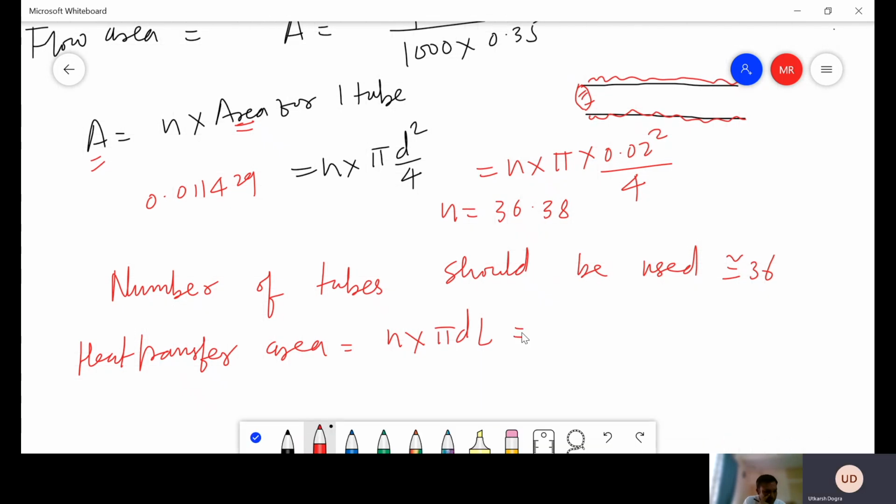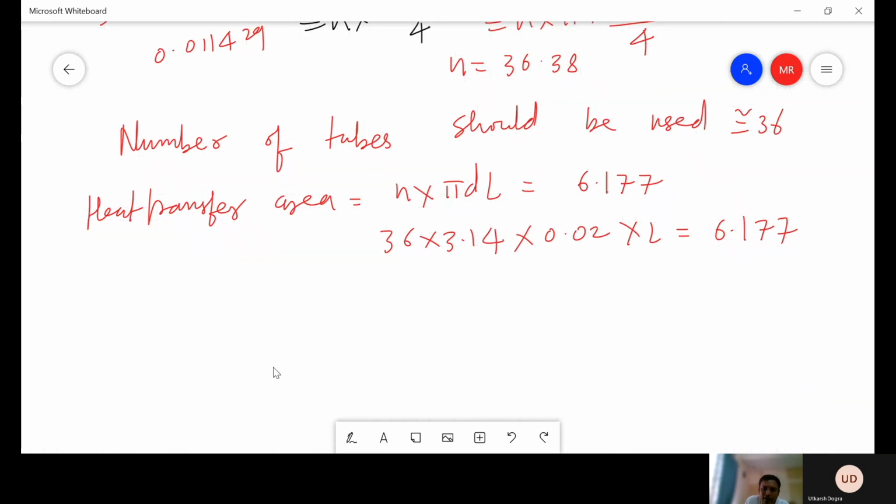Does it make sense, Utkarsh? Yes, sir. So this should be 6.177, isn't it? So n is 36 multiplied by 3.14 into diameter 0.02 into L equals 6.177. So we can back calculate the value of L. In this case L comes out to be 2.731 meter.